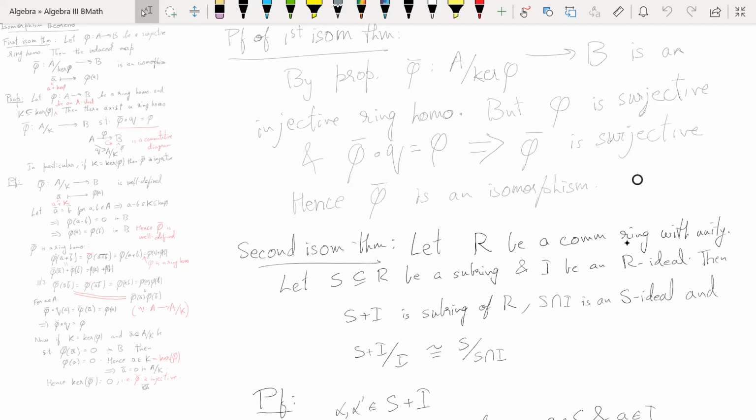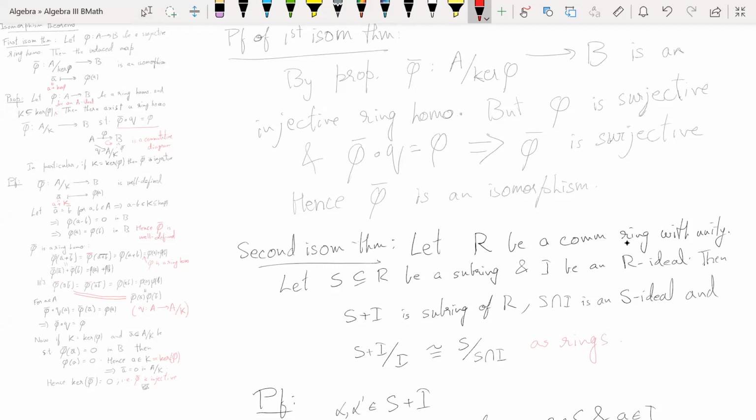So S plus I, remember, is a subring of R, and it contains I. So the left hand side makes sense. It contains I, and hence I will be an ideal of S plus I. So this left hand side as a quotient ring makes sense, and S intersection I is an S ideal. So this right hand side also as a quotient ring makes sense. These two are isomorphic as rings is what I should say. So this is what the second isomorphism theorem is.